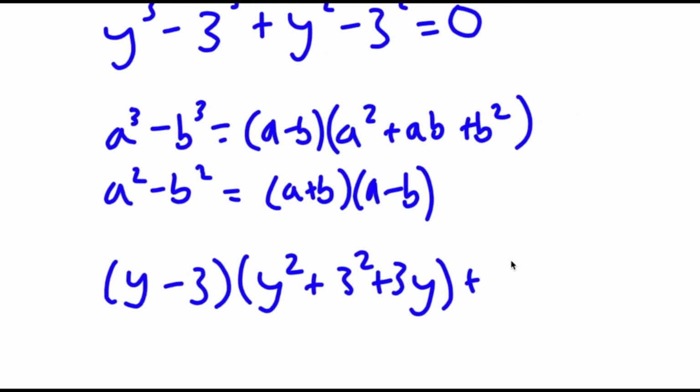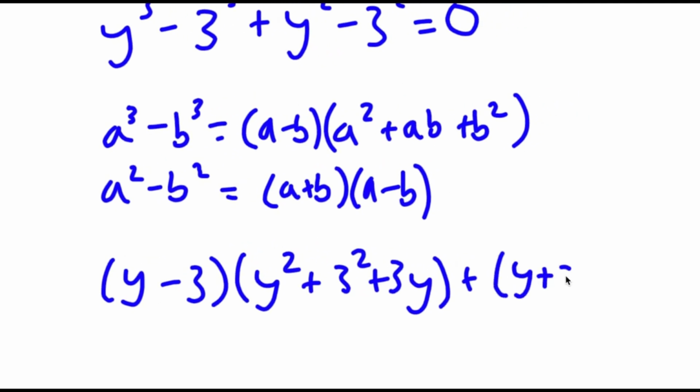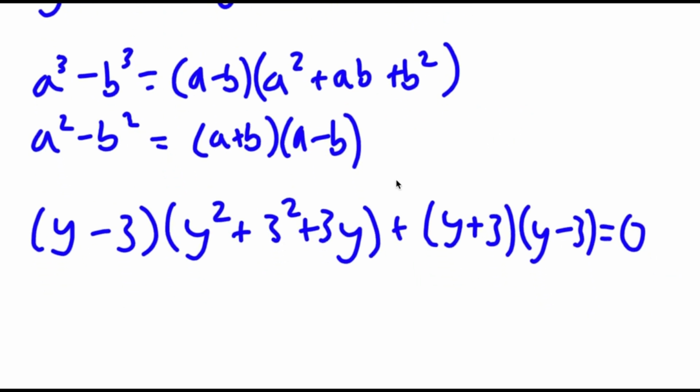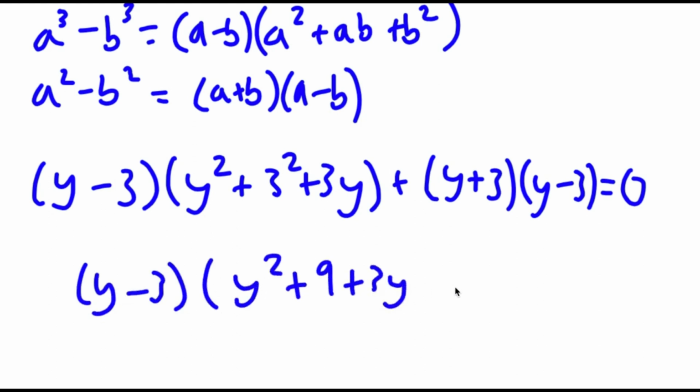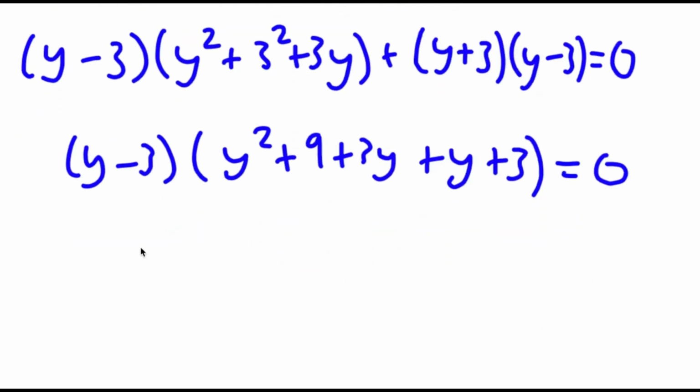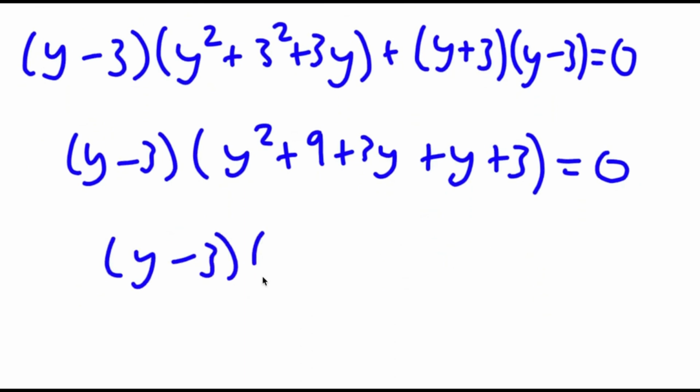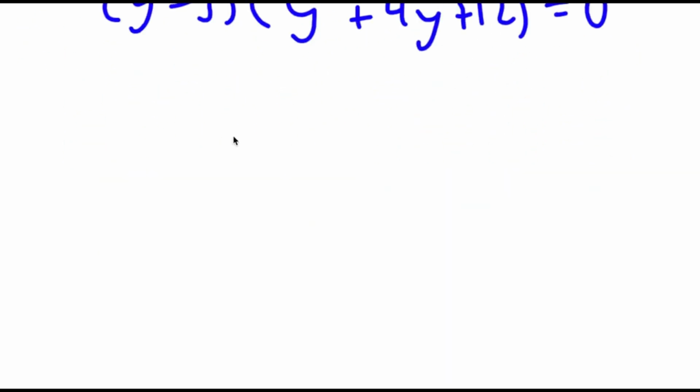plus I can rewrite y squared minus 3 squared as y plus 3 times y minus 3, and this is equal to 0. Now if I factor out y minus 3, I get y minus 3 times y squared plus 9 plus 3y plus y plus 3. This is equal to 0. And this simplifies into y minus 3 times y squared plus 4y plus 12 is equal to 0.